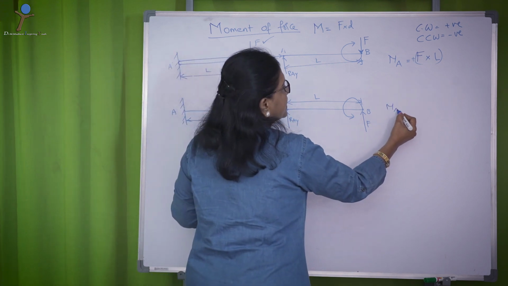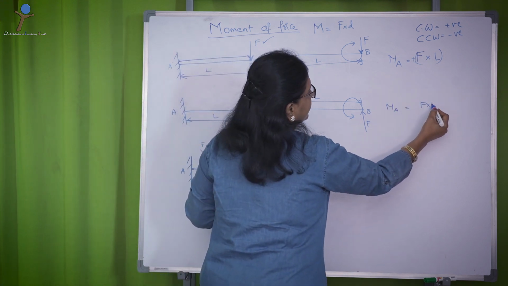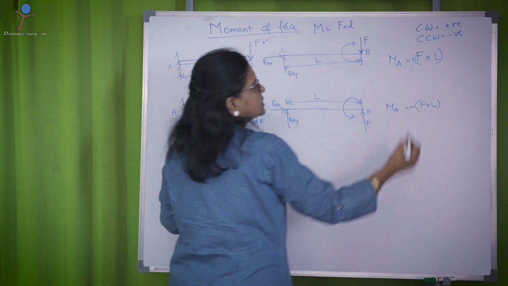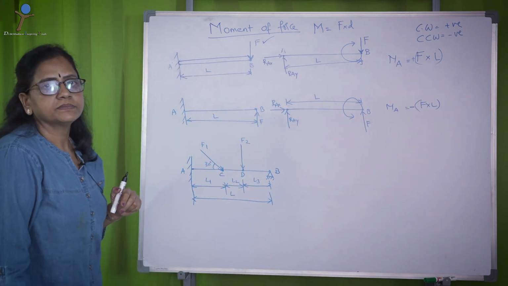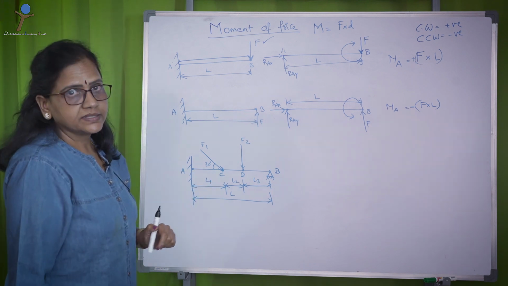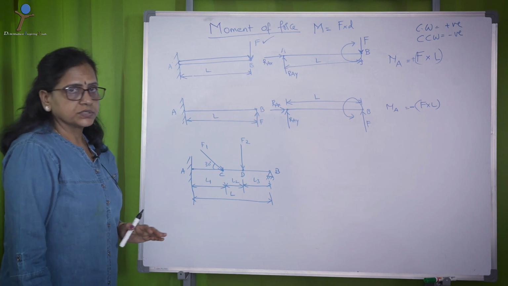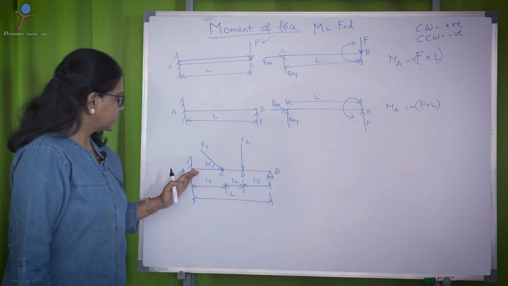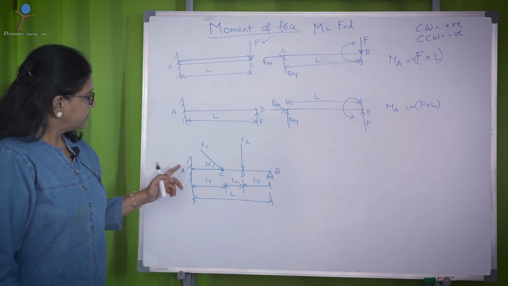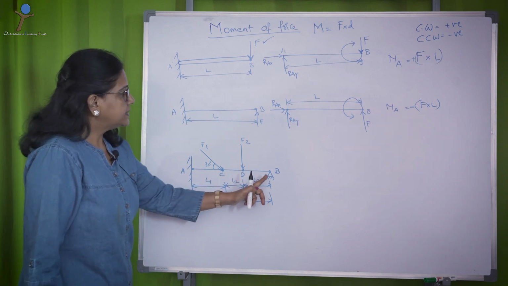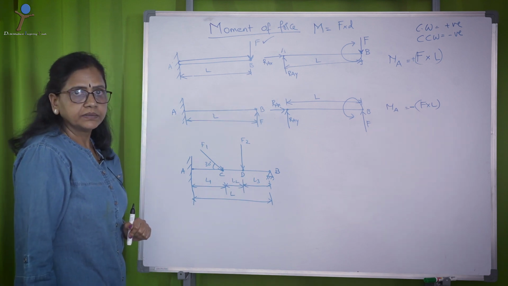Therefore, MA is again F into L, however, it is in anti-clockwise direction, so the sign convention becomes minus. Now, let us take another case where you have more forces and more constraints. Now, this is a rod, AB is a rod fixed at one point A and hinged at another point B.